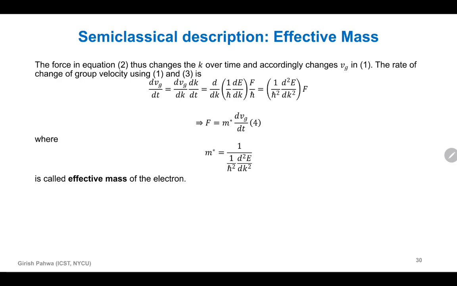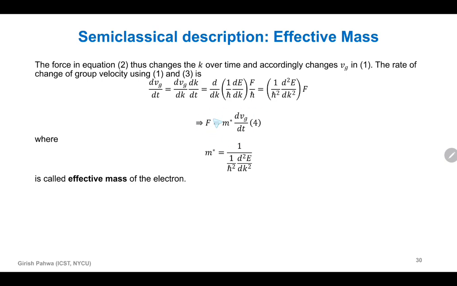In fact, for the same material in different bands, you will get different effective mass, because this E versus k relationship for the same material in different bands will be different. So m star will be different for different bands. Even for different values of k, you can get different values of m star. Because E is a function of k, d2E by dk square might still be a function of k, right? It may not be exactly constant. So you have F is equal to m star into dVg by dt.